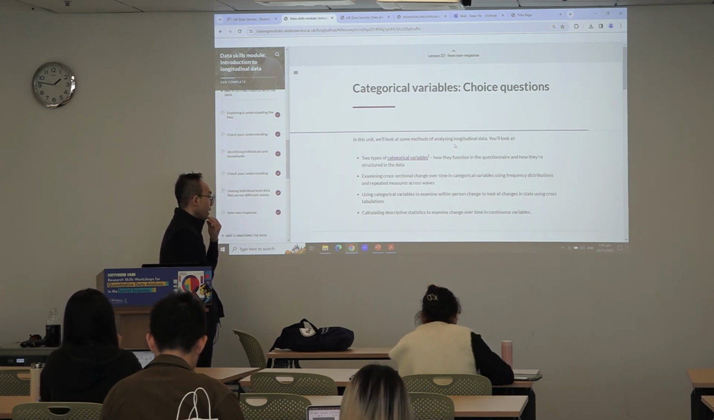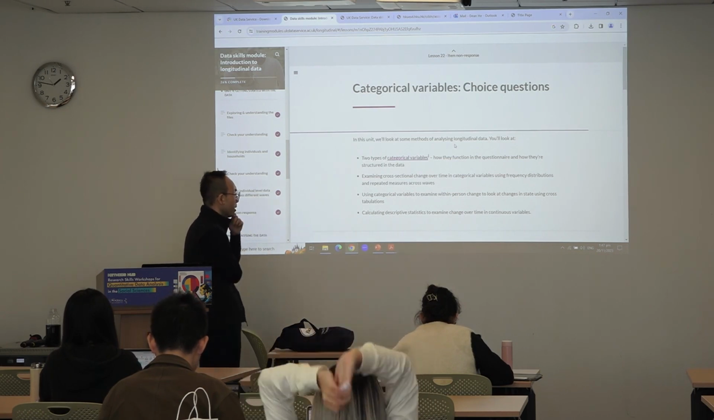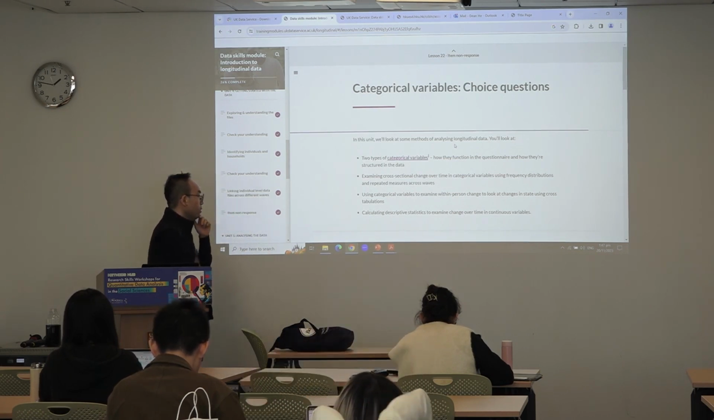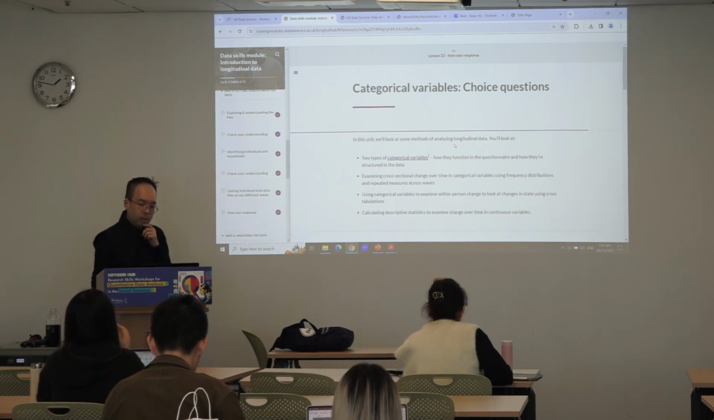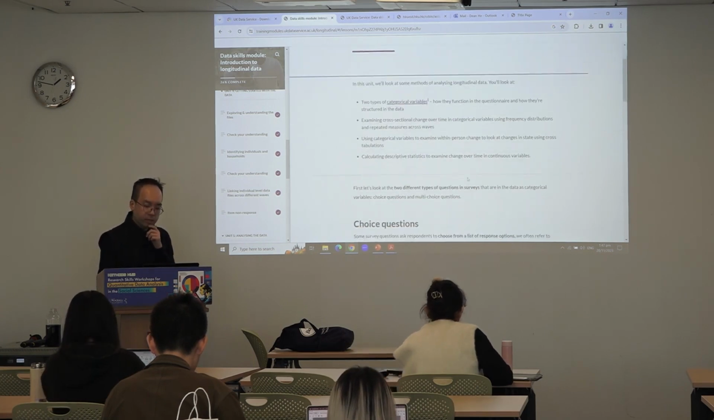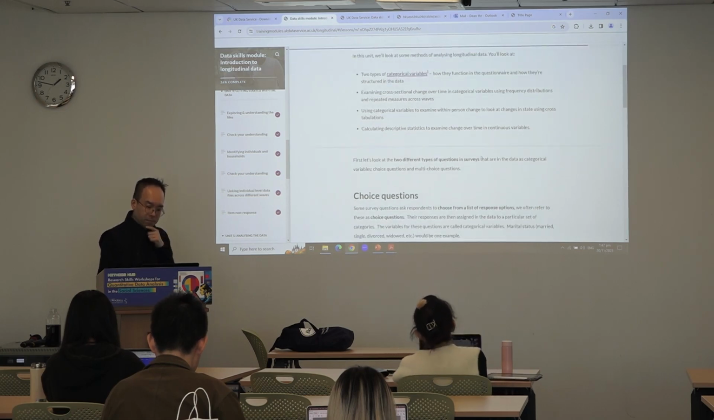You could also use categorical variables to examine within-person change by using cross tabulations, which is what we showed you last time. And calculate descriptive statistics to examine change over time in the continuous variables.